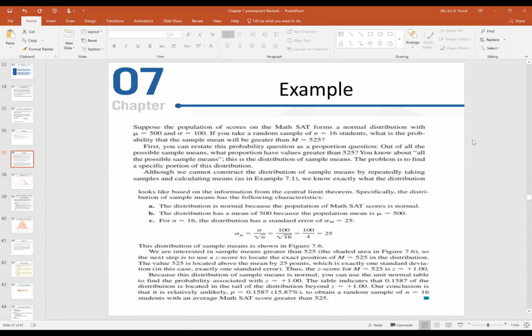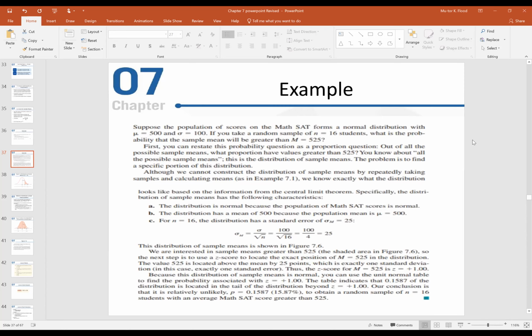Well, first, you're going to restate this probability question as a proportion question. Out of all the possible sample means, what proportion have values greater than 525? This is a distribution of sample means. The problem is to find a specific portion of this distribution. Although we cannot construct the distribution of sample means by repeatedly taking samples and calculating the means, we know exactly what the distribution looks like based on the central limit theorem.